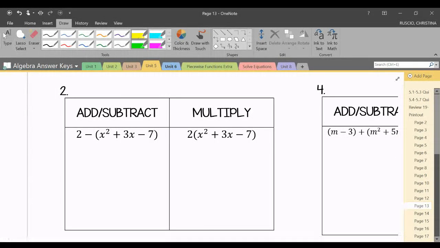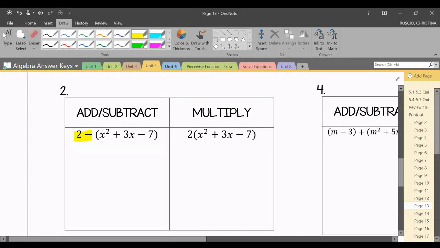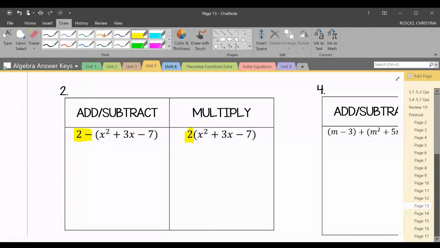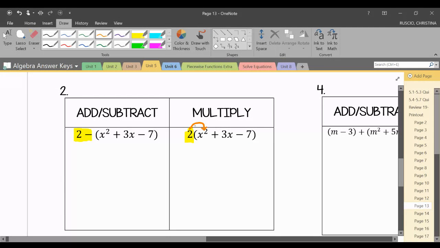Okay, let's see the difference between adding and subtracting versus multiplying. So here we have a 2 creeping out in front of our polynomial that's in the parentheses, and same with the multiplying. I'm going to multiply first. Anytime we have a number that is touching the parentheses, that means that we get to distribute it in. So 2x squared plus, well, 2 times 3 is 6x. Notice how there's not a variable, so I'm not going to be changing the powers at all. And then 2 times a negative 7 is a negative 14.